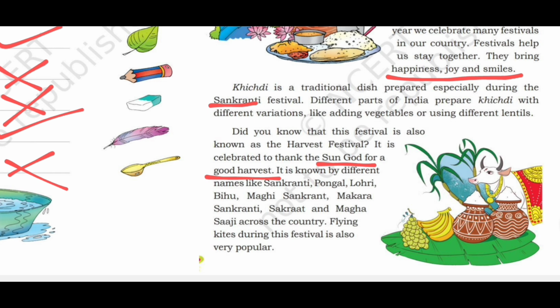It is known by different names like Sankranti, Pongal, Lohri, Bihu, Magi, Sankrant, Makar Sankranti, Sakrat and Magha Saji across the country. Flying kites during this festival is also very popular. So what else is done during this festival? Kite flying.